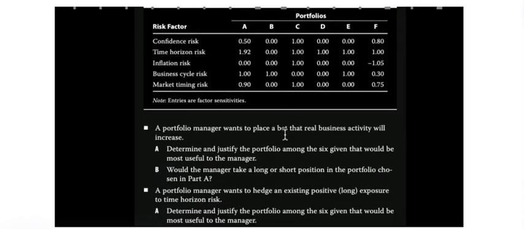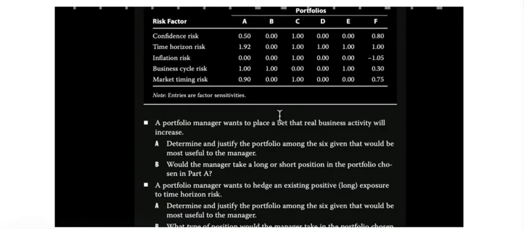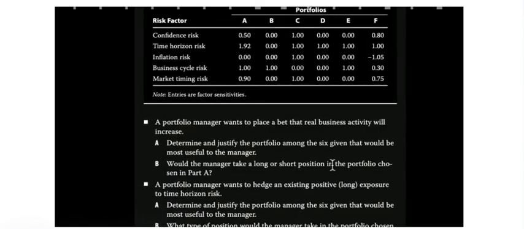So if we are just looking to place a bet that real business activity will increase, we want to place the purest bet possible. We want to bet just on that factor. That is portfolio B. Would the manager take a long or short position in the portfolio chosen in A? Well, you take a long position, right? Because we're just trying to get exposure to that factor.